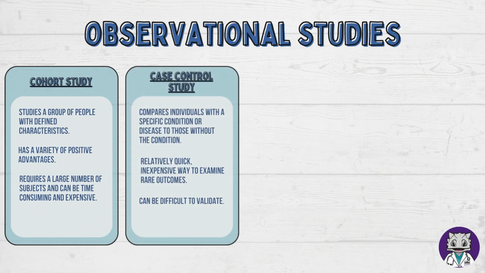Case control studies compare individuals with a specific condition, or cases, to those without it, controls. They are efficient for studying rare outcomes and require fewer subjects, making them quicker and less expensive. Yet, they are prone to recall bias, and selecting an appropriate control group can be challenging.